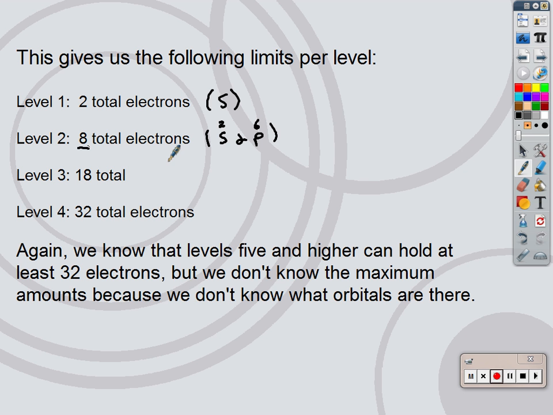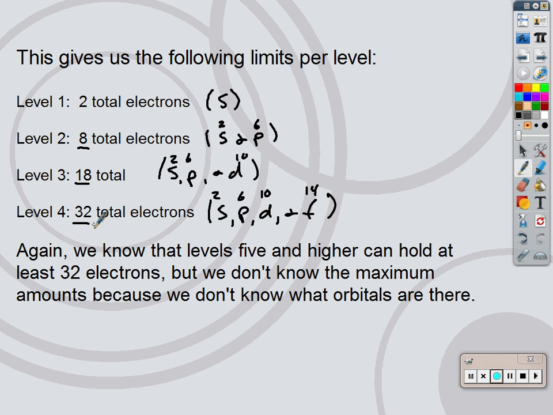Level 3 has s, p, and d. 2, 6, and 10 for a total of 18. And then level 4 has s, p, d, and f. 2, 6, 10, and 14 for a total of 32. Those are the maximum number of electrons that can be fit in each energy level.